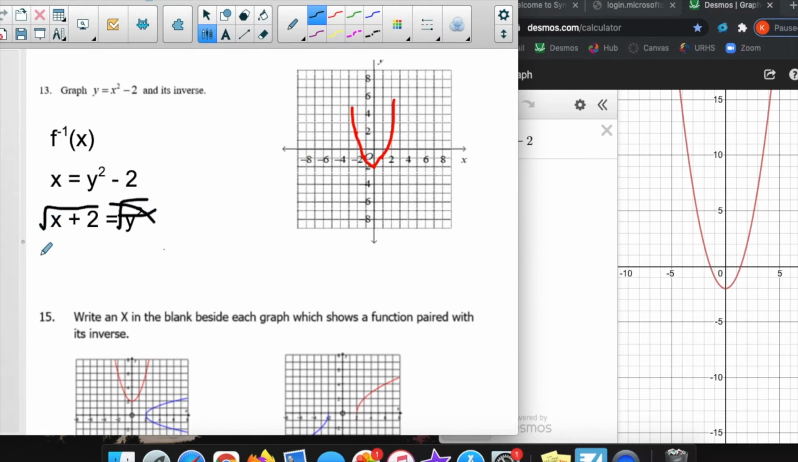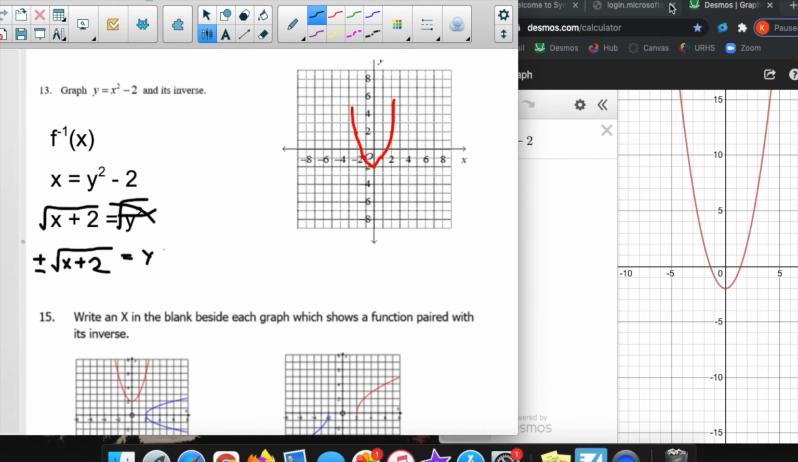But one thing I mentioned briefly in the other inverse function video: when we take the square root of both sides, and I'll show why this happens, we need to include the positive and negative version of the radical. So positive and negative square root of x plus 2 equals y. This would be the full inverse equation right here.